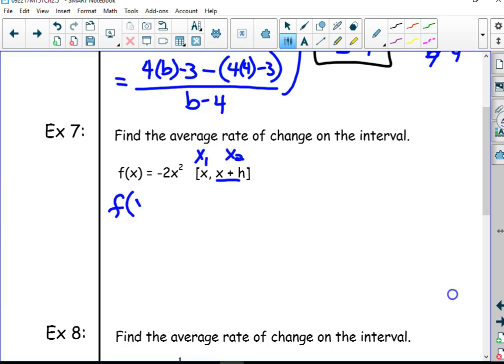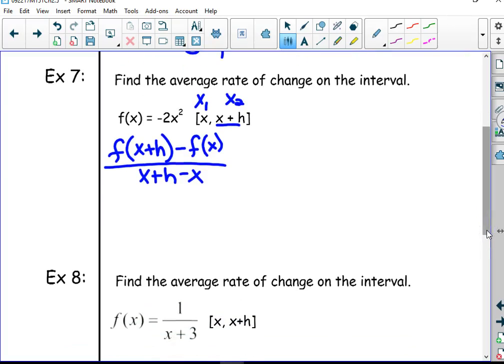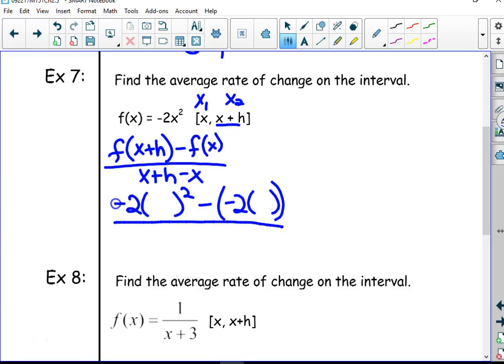So f of x plus h minus f of x all over x plus h minus x. So I went to the trouble of spelling this out because the substitution, if I just jumped in the substitution, it would look kind of weird. So let's go ahead and do the substitution. Negative 2 now the denominator, hopefully you can see this, it simplifies to h.